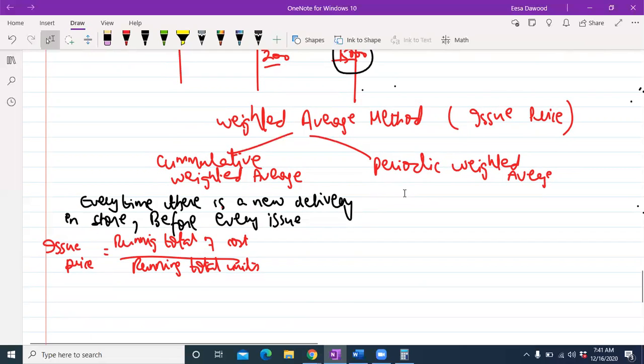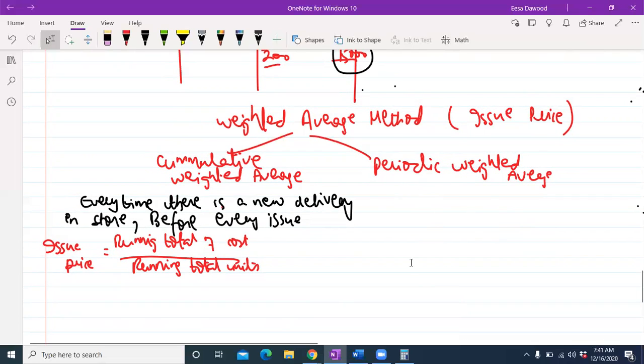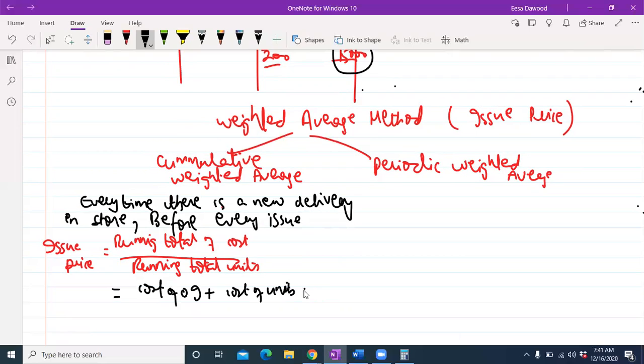However, in periodic weighted average, we're going to calculate a weighted average price at the end of the period. After all the transactions are there, we have the running total of cost. What is basically the running total of cost? It is the cost of opening inventory plus cost of units purchased. That gives you the cumulative total of cost, divided by units in opening inventory plus units purchased.